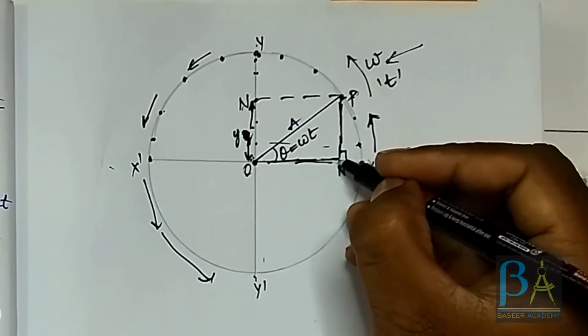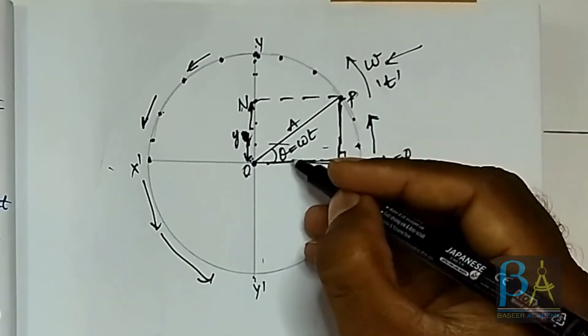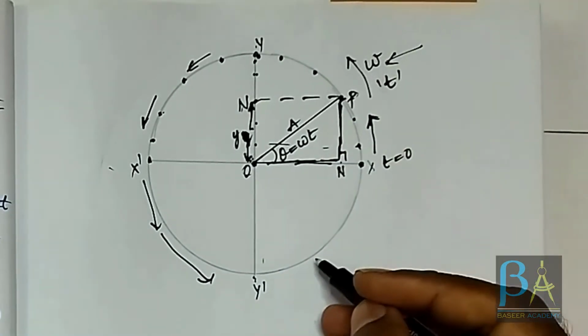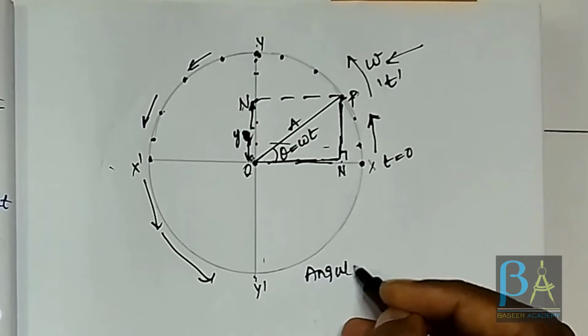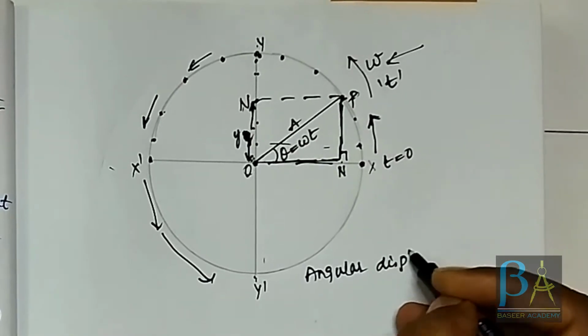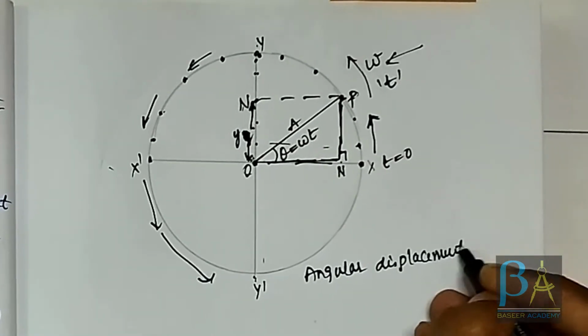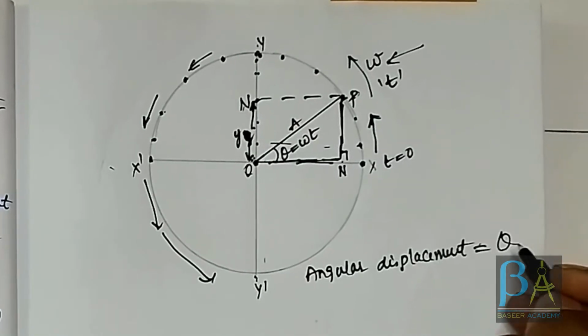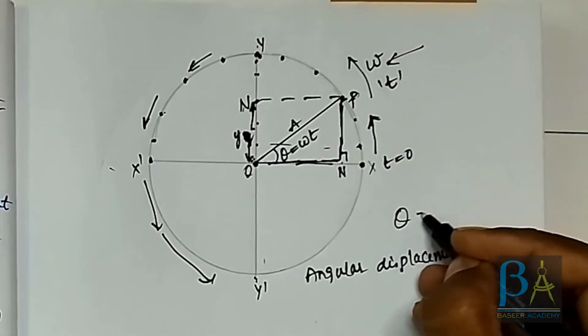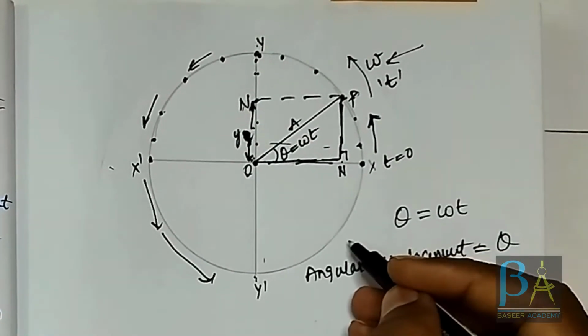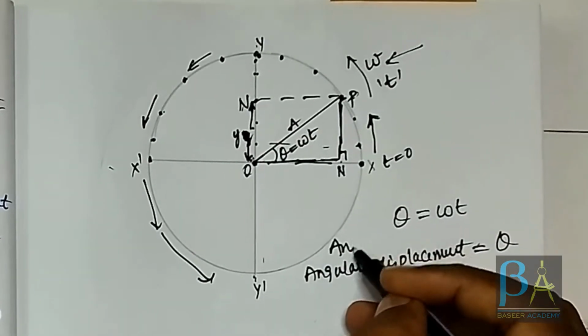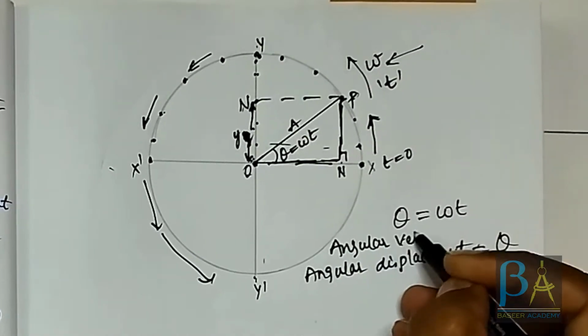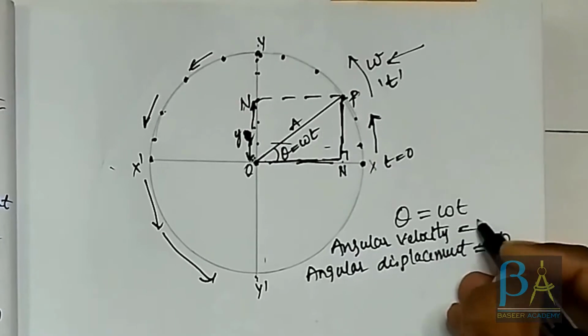And let us say the angular displacement here is theta. Theta is the angular displacement. Let me write it for you. Let us say the angular displacement is theta here. Then obviously theta is going to be omega t. And what is omega here? Omega is the angular velocity, right? The angular velocity here is omega.